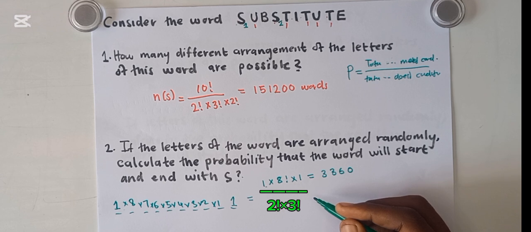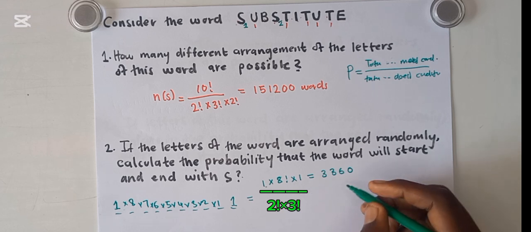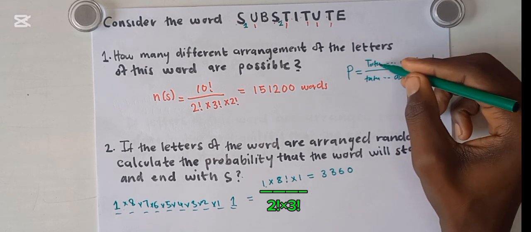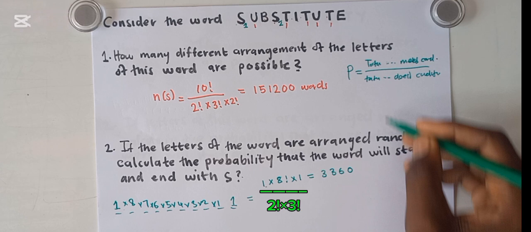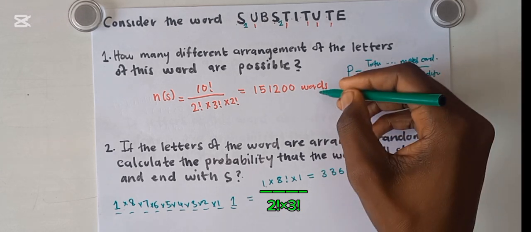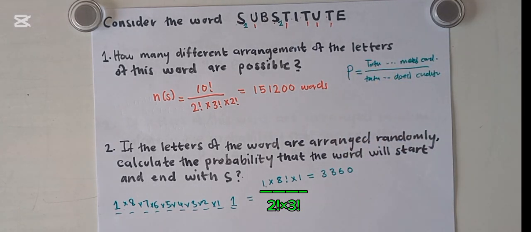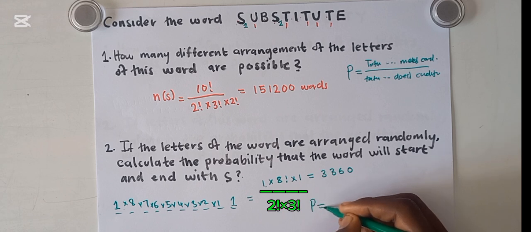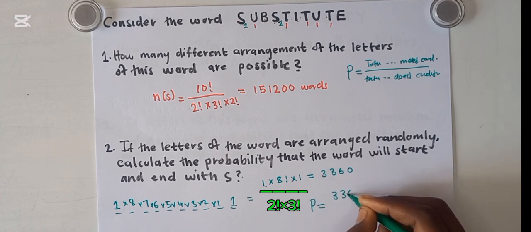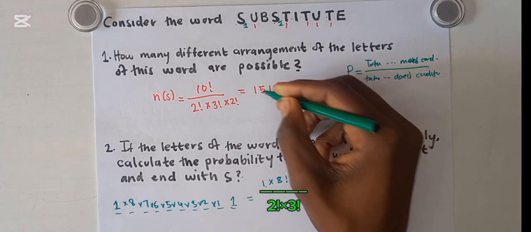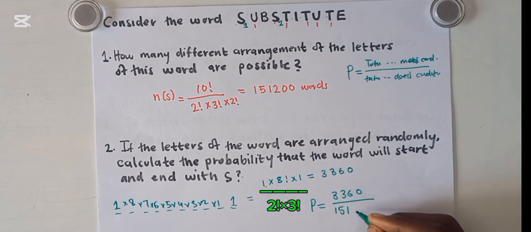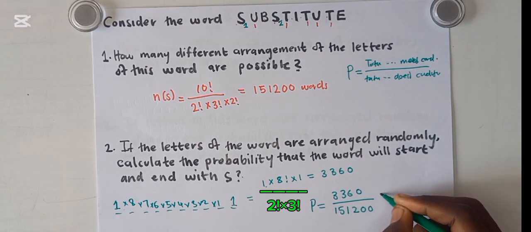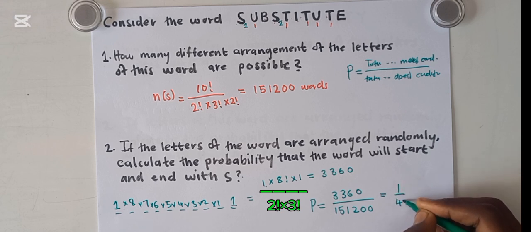But remember, we want the probability that the word will start and end with S. So now we have the total number of words that meet the condition. We have to divide it by the total number that does not have a condition. So the probability is going to be equal to 3360 divided by this one, which is 151,200. If you work this one out, guys, you're going to get a probability of 1/45.